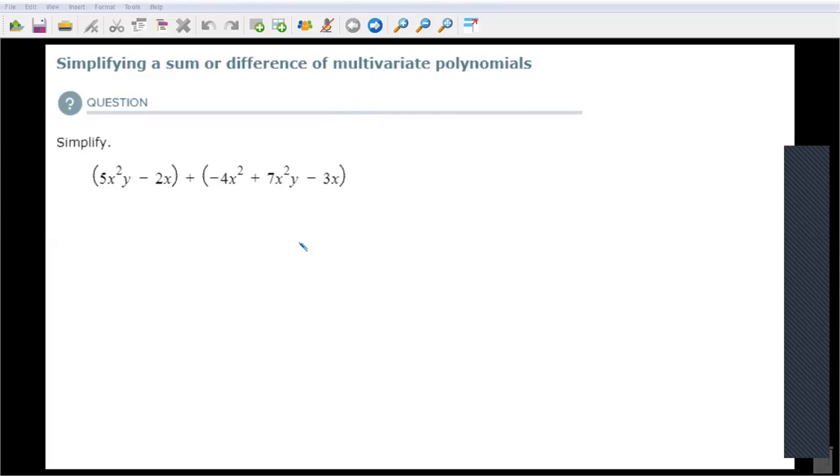So we don't just have x, we don't just have y like we did in that last lesson, in topic number 9. What we have here is 5x squared y minus 2x plus this. So when we are adding polynomials together, we do not have to do anything. We're going to distribute a plus 1 to the second set of parentheses. But when we do that, it doesn't change anything. We still have the same exact polynomial in the parentheses, even after I distribute that positive 1.